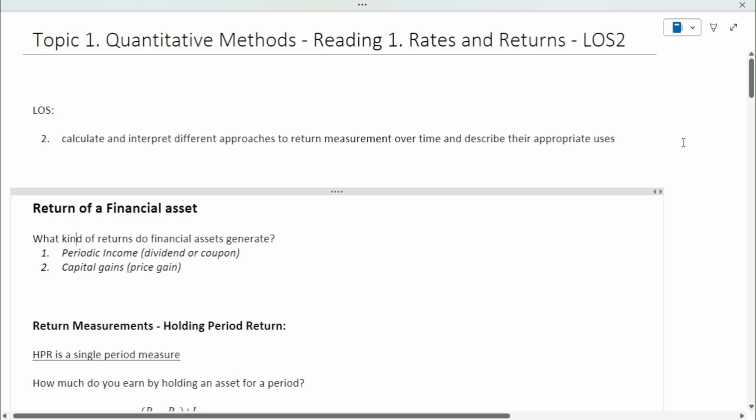Hi everyone, welcome back. In today's video, we are going to talk about the second learning outcome statement from the rates and returns reading. It is about calculation and interpretation of different return measures.